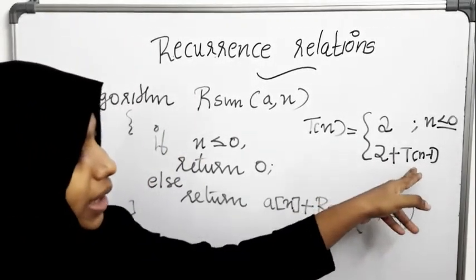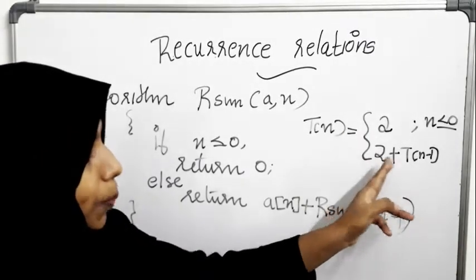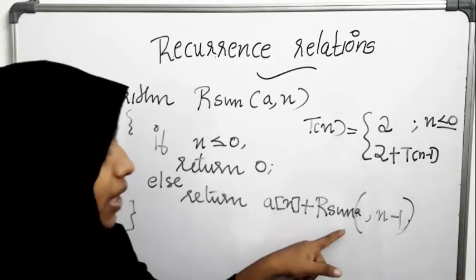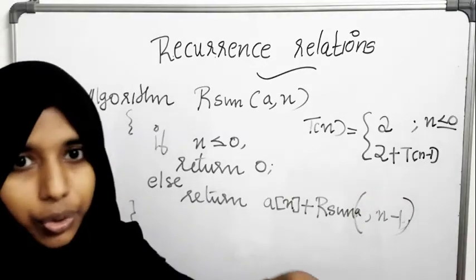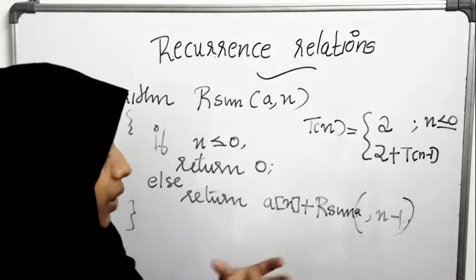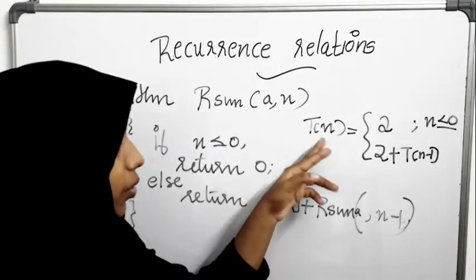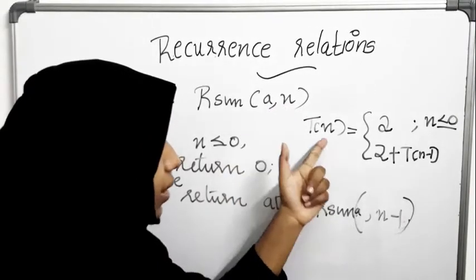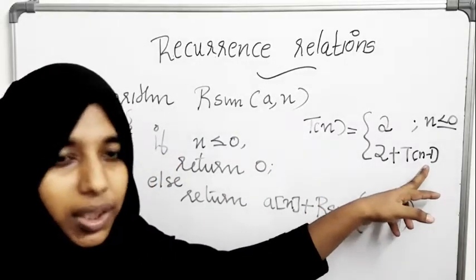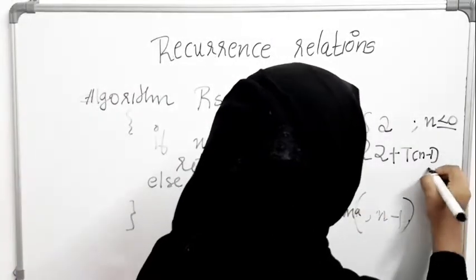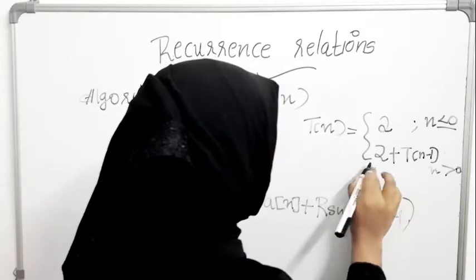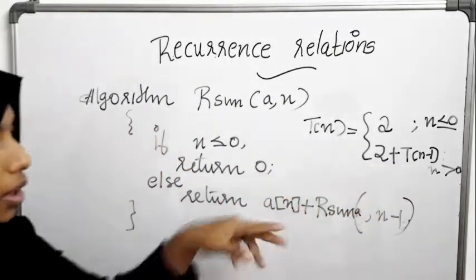When we expand T of n minus 1, you will get 2 plus T of n minus 2, because for each iteration you require these two steps plus the next smaller call again and again. Speaking in a general format, the time required for the program with input size n is 2 plus the time required for the program with input size n minus 1, when n is greater than 0. This is how you define the time taken for this algorithm.